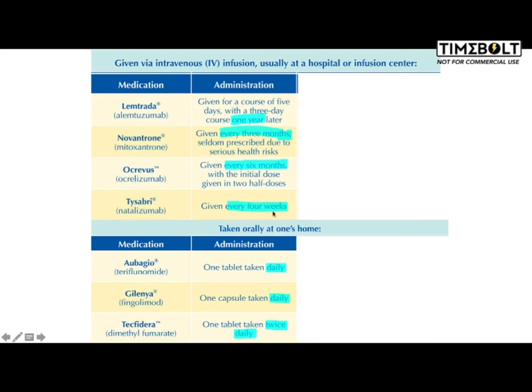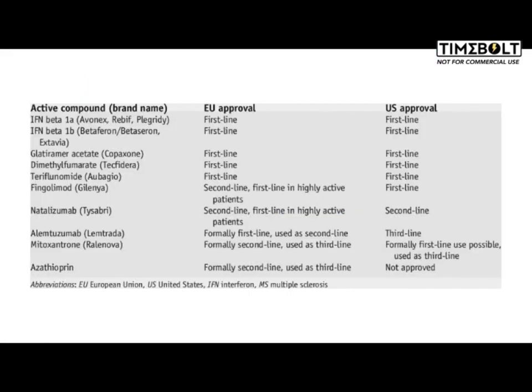Natalizumab every 4 weeks, every month. Teriflunomide is an oral tablet, which is given once daily. Fingolimod is a capsule which is taken daily orally. Dimethyl fumarate is given in the form of a tablet. So all these drugs, interferon beta, glatiramer acetate, dimethyl fumarate, and teriflunomide, are first-line drugs in the European Union as well as in the US, while fingolimod is second line in the European Union, while first line in the US.